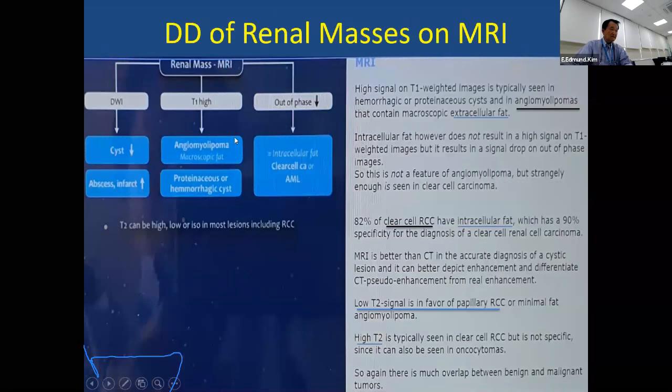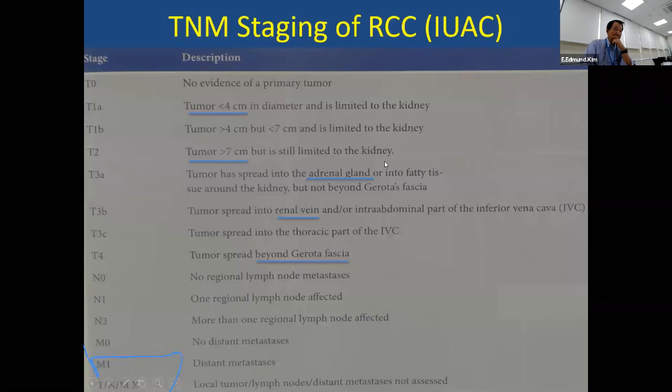Again, for a renal mass on MR, we separate. If there's a high T1, that means it's bleeding or fat. That's angiomyolipoma. And in out-of-phase imaging, decreased signal shows it's fat. So we can separate on MRI.